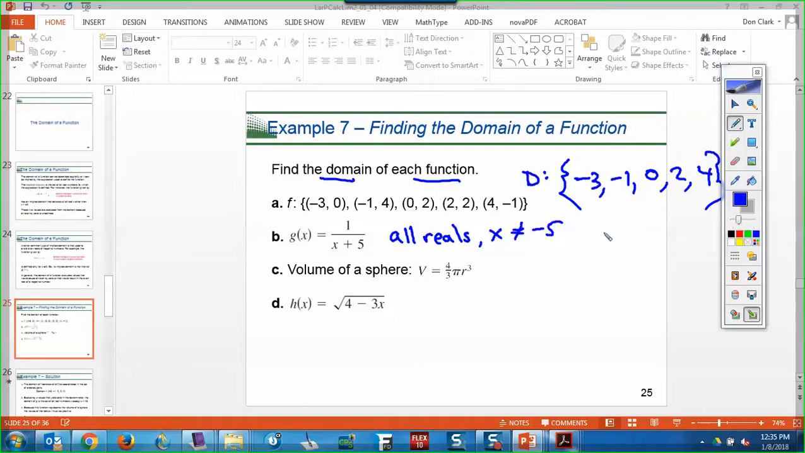Okay? Now you can also use our interval notation. We could use our interval notation, which says we got -infinity to -5, and then we got -5 to infinity. Wouldn't that say everything but -5? Right? That would say everything but -5. I don't think it's good enough to just say x is not equal to -5. I think you ought to throw in the all reals except -5 kind of thing.